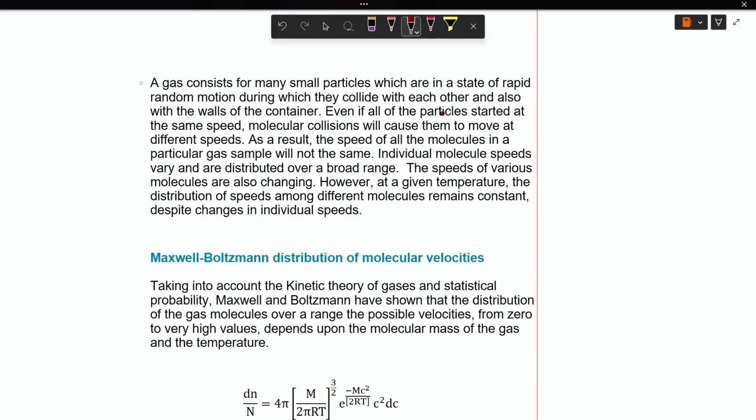Now, how these molecular velocities are distributed is explained using an equation known as the Maxwell-Boltzmann distribution law. This is how the individual molecular speeds are distributed over a broad range at a given temperature. That is what we are going to analyze.